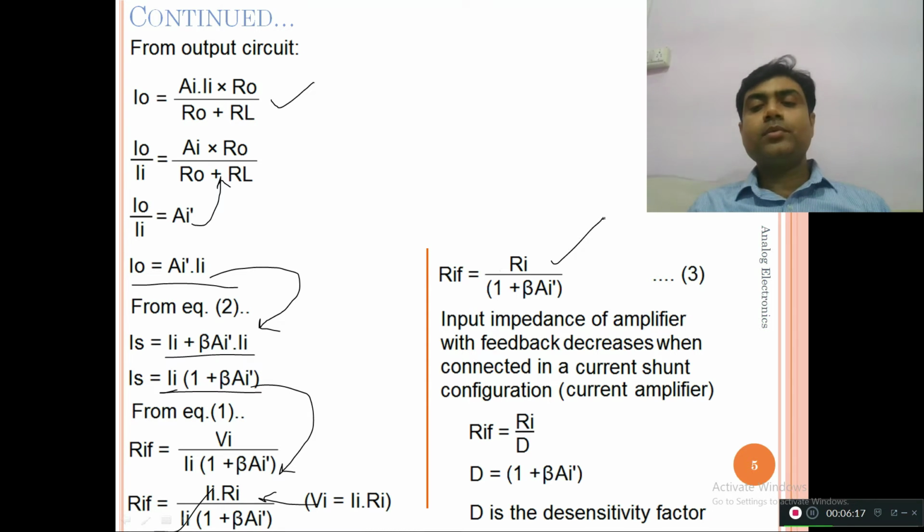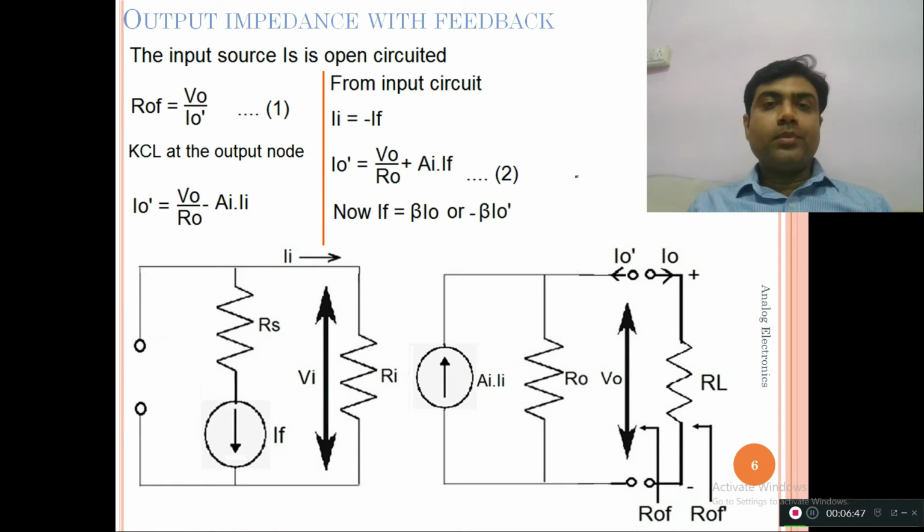So equation number 3 gives me the important relation: RIF decreases by which quantity? By the quantity D. And what is D? D is the sensitivity factor, as we have discussed earlier in the three configurations as well. So when we connect the current shunt configuration, that is the basic current amplifier, the RIF is going to be decreased, and we can write it as RI upon D.